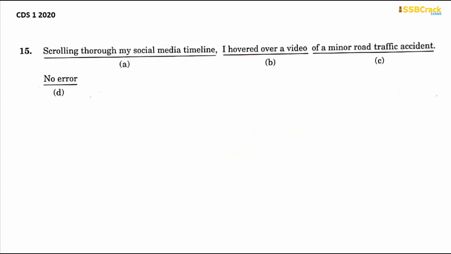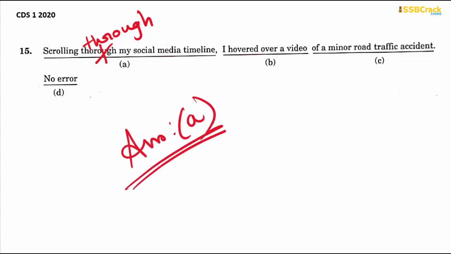Next one, scrolling through my social media's timeline, I hovered over a video of a minor road traffic accident. Now it should be scrolling through. You scroll through your social media timeline, not thorough. Okay, so there's a wrong usage of the preposition here. Therefore, your answer is option A. Part A of the sentence is having the mistake, the error.